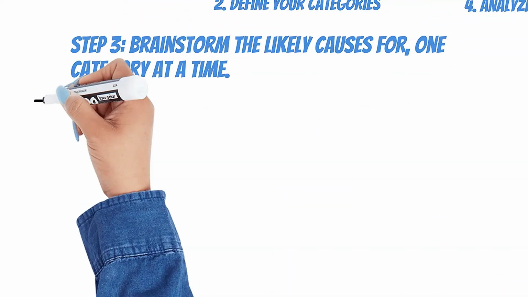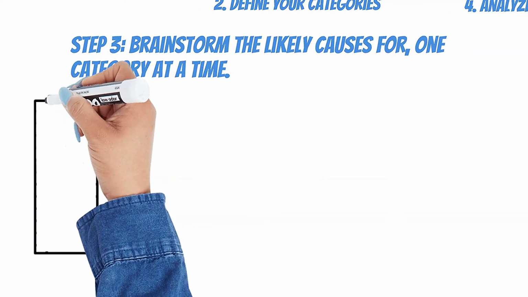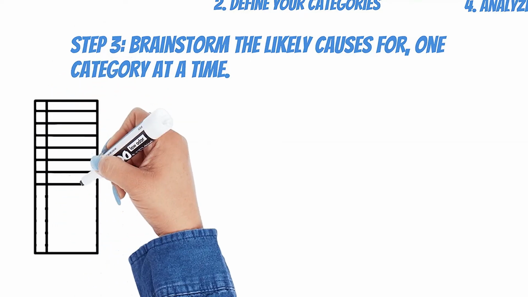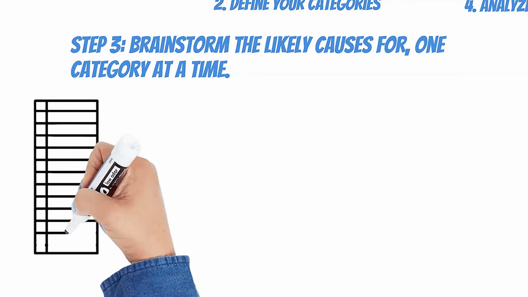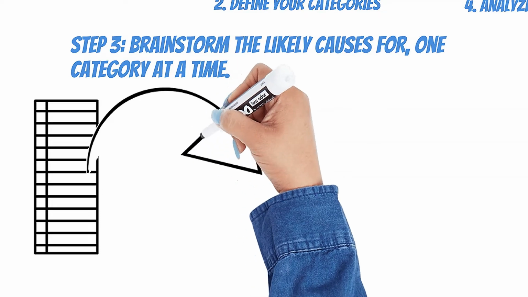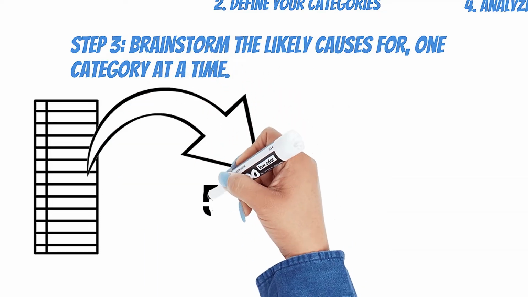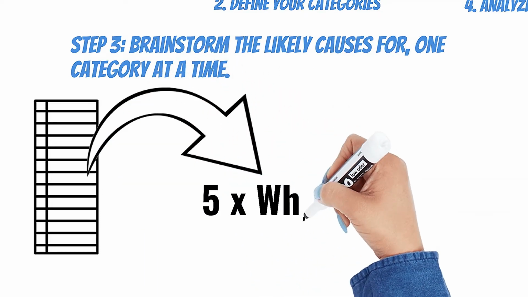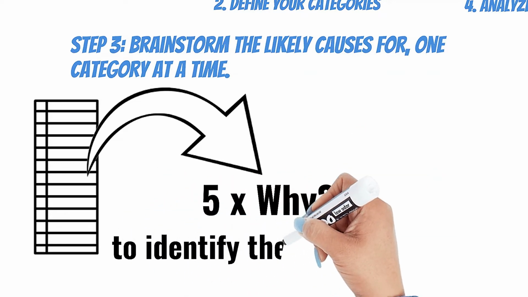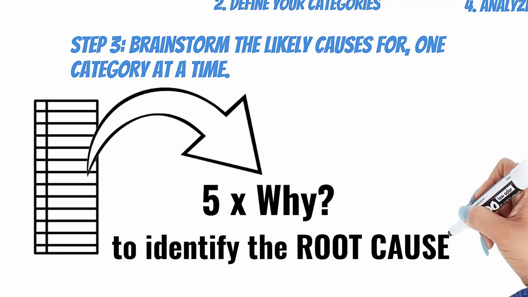Step 3. Brainstorm the likely causes for one category at a time. By brainstorming with your team, you're going to generate a list of top-level ideas that may have caused the website to crash. It can be useful to dig deeper into each of these potential causes using a technique called 5 whys. The purpose of the 5 whys is to help you ensure you've uncovered the true root cause, rather than just a superficial one. The technique works by asking why 5 times.